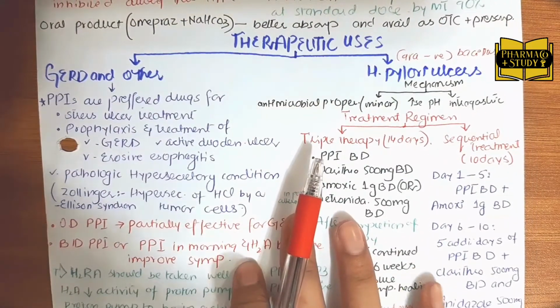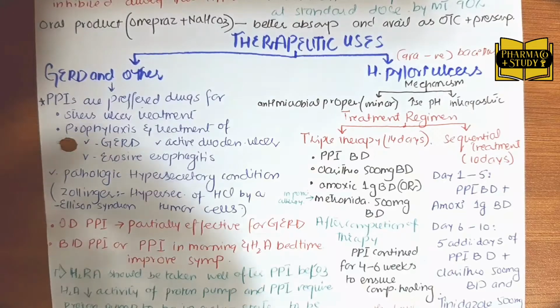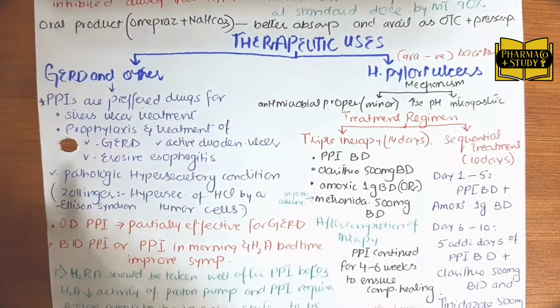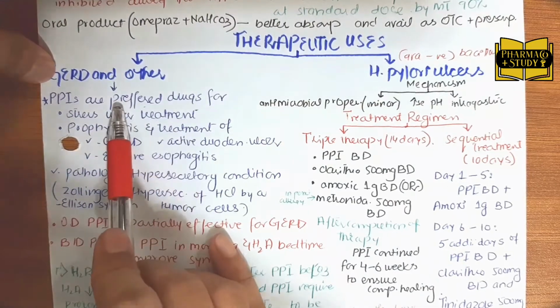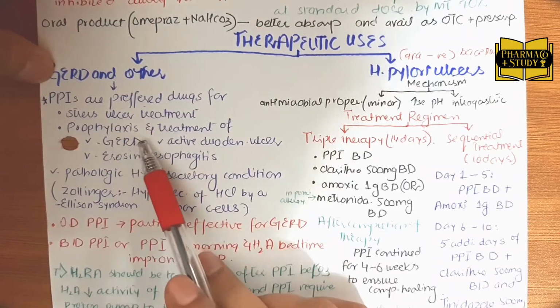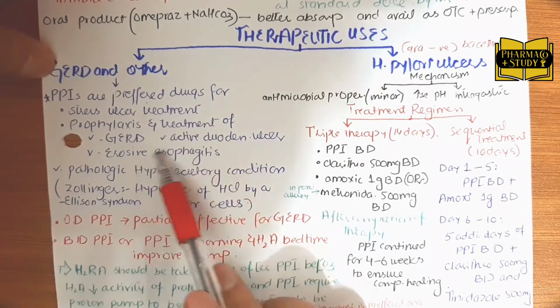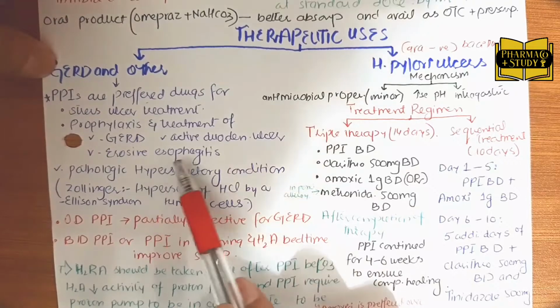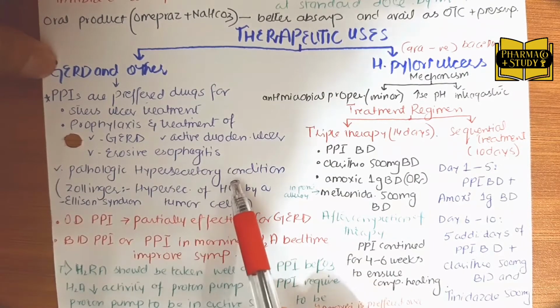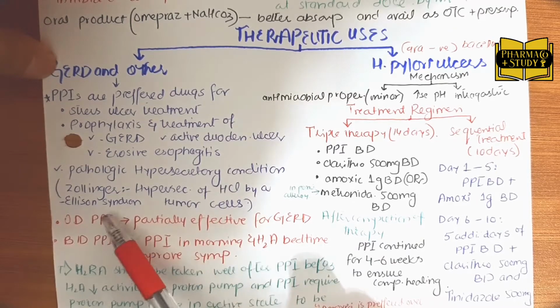Now first move towards the therapeutic uses. It is used in the GERD and the other disorders related to this dyspepsia type of condition. Proton pump inhibitors are preferred drugs for the stress ulcer treatment, for the prophylaxis and the treatment of the GERD, active duodenal ulcer, erosive esophagitis, and pathologic hypersecretory condition, which includes Zollinger-Ellison syndrome.